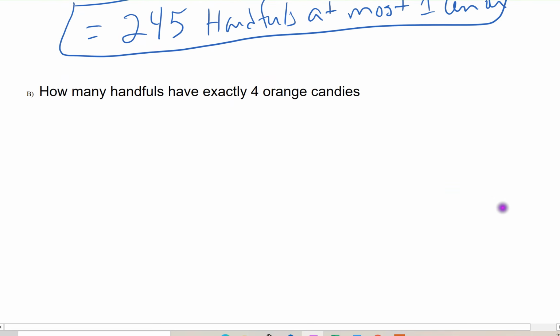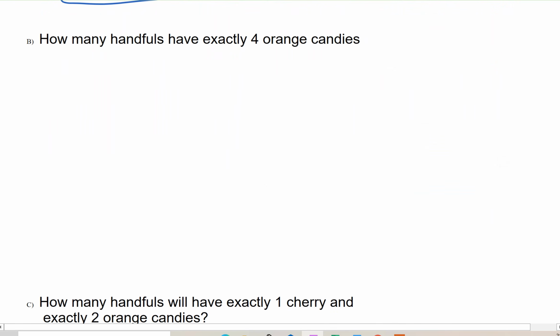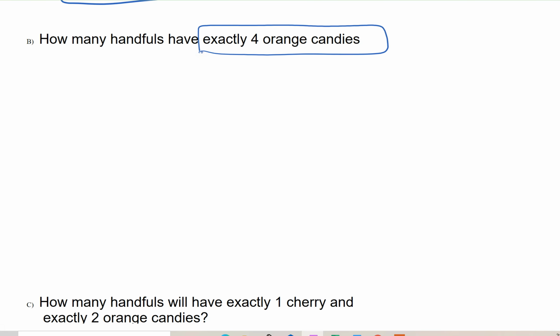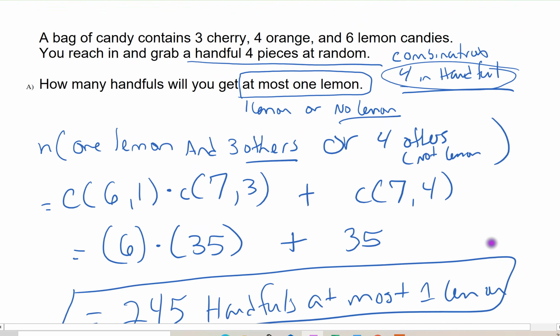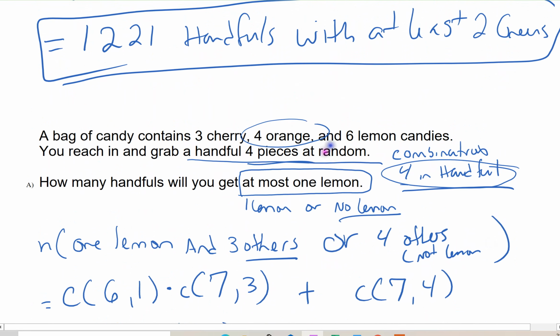Alright, next example. Same bag of candy. How many handfuls have exactly 4 orange candies? Alright, so I'm picking all of the orange candies, right? There were only 4 oranges. I'm going to pick 4. Well, remember, I'm picking 4, and I want them all to be orange, which there are only 4 orange, right? We'll look up here: 4 orange, and I'm picking 4.